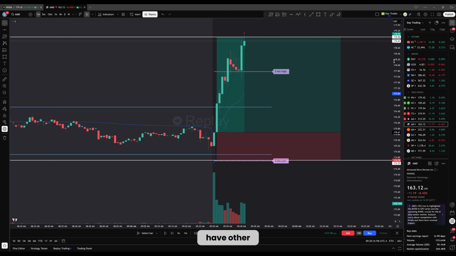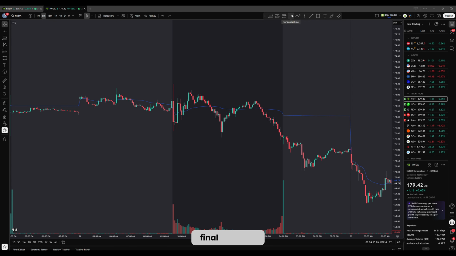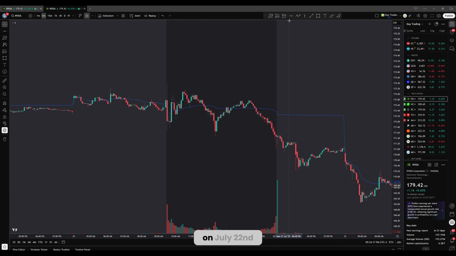This emphasizes exactly how important this strategy is for part-time traders that can't be on the charts all day. So if you guys have other responsibilities, school, work, or anything else, this trading strategy is the perfect strategy for you guys. Okay, now moving on to our final example for NVIDIA on July 22nd.